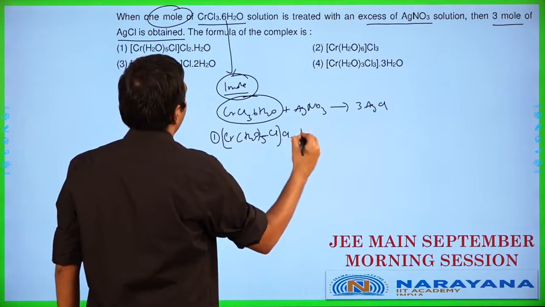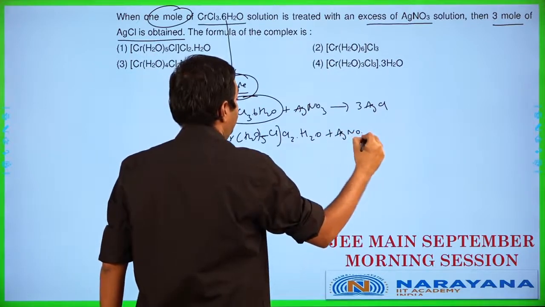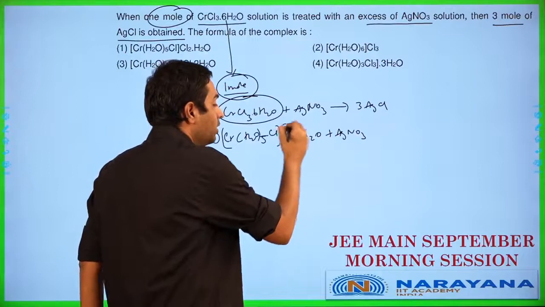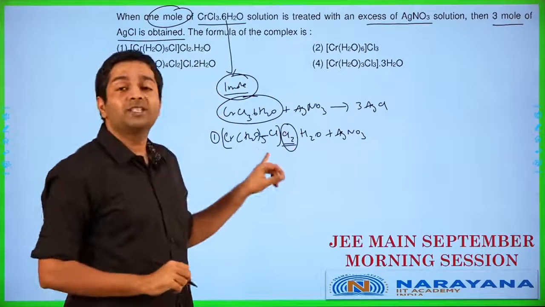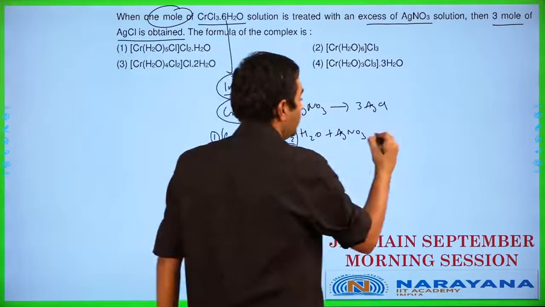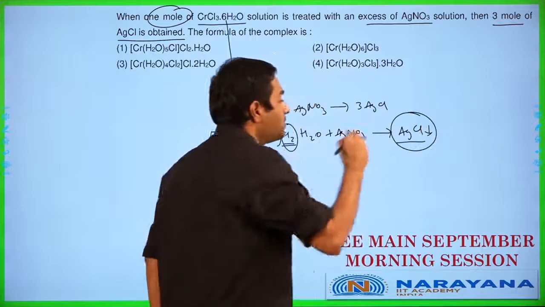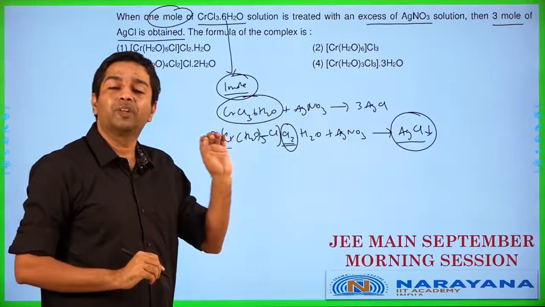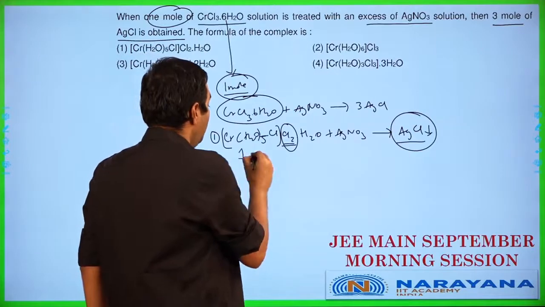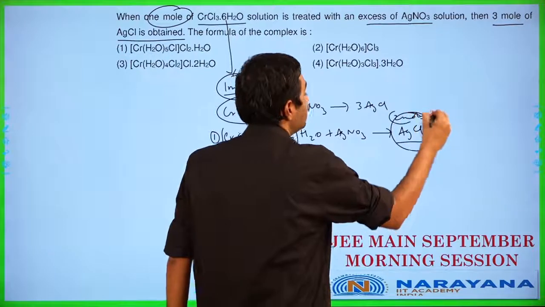and Cl2.H2O. When this reacts with AgNO3, pay attention here, only the ionization sphere chlorines, that is only the Cl minus ions present in the ionization sphere of the compound, will get precipitated as AgCl. So in this case, 1 mole will give me 2 moles. That is the policy here.